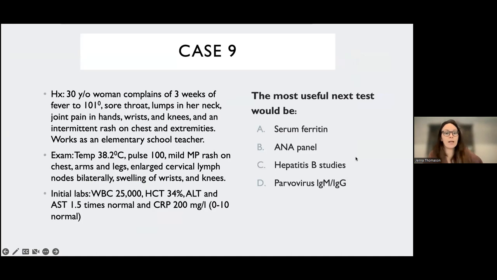So 30-year-old woman complains of 3 weeks of fever to 101, sore throat, lumps in her neck, joint pain in her hands, wrists, knees, and intermittent rash on the chest and extremities. She works as an elementary school teacher. She's got a fever, pulse is 100. She has a maculopapular rash on her chest, arms, legs, and large cervical lymph nodes, swelling of the wrist and knees. She's got a leukocytosis. Her hematocrit is 34%. Her ALT and AST are elevated, and her CRP is 200. What is the next most helpful test?